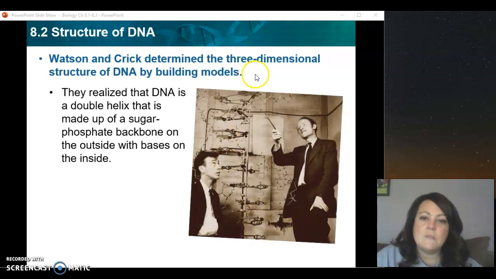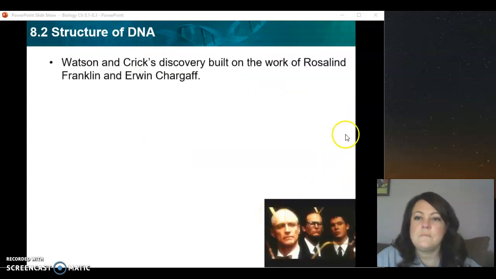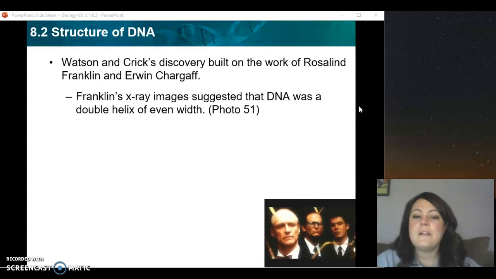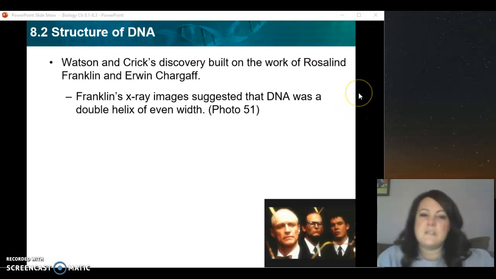This is roughly 1951, 1952. They were building this model in their lab. Their discovery built on the work of Rosalind Franklin and Erwin Chargaff. Franklin took X-ray images using a process called X-ray crystallography. If you watch The Secret of Photo 51, it'll go a little more in depth with that, and you can see it. Those images suggested DNA was a double helix of even width.